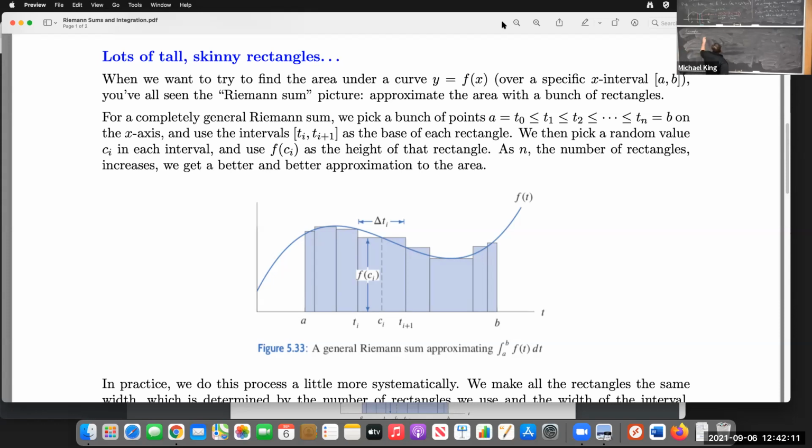Yeah, the area with 8 equally wide rectangles and choosing the left endpoint. So that's choosing the left endpoint to generate the height of the rectangle. Does that make sense what I'm saying? Another way you can say this is the way I said it here, like the top left of each rectangle is touching the graph. So using the left endpoint of each subinterval.